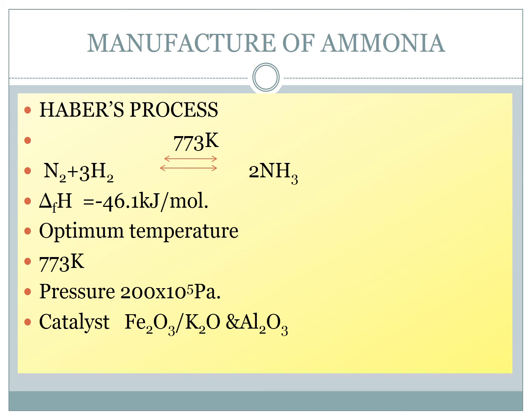Another way of getting more ammonia is by creating an optimum temperature. The temperature that is favorable is 773 Kelvin, and this happens in the presence of a catalyst like iron oxide, with potassium oxide and aluminum oxide as promoters.